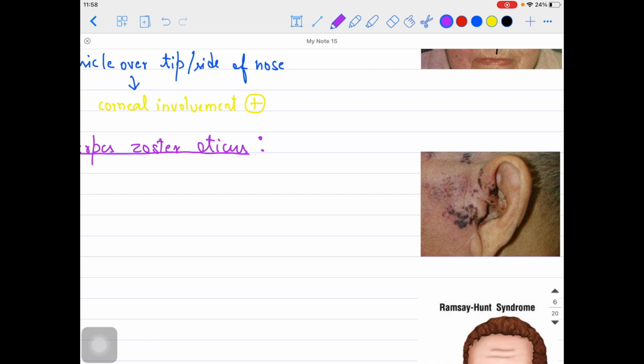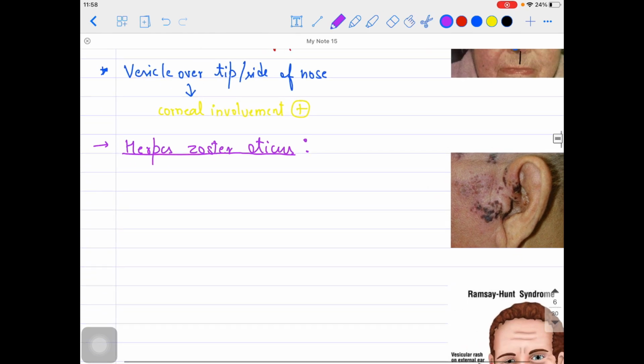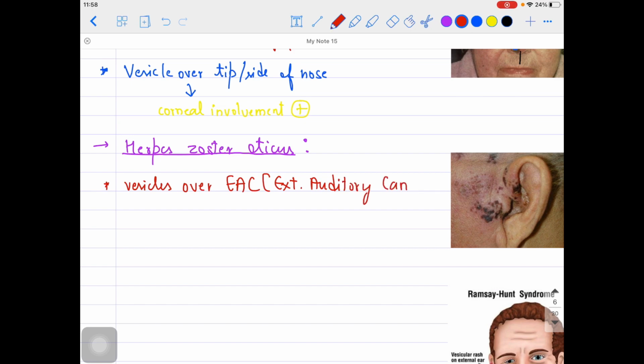Basically they are involving the external auditory canal. Usually the vesicles are present over the external auditory canal, the EAC. EAC is nothing but external auditory canal, right. However, it might be present on the pinna also, it may present outside also, but usually it is present over there.